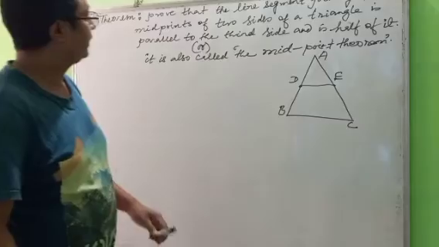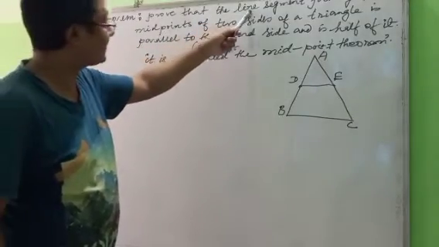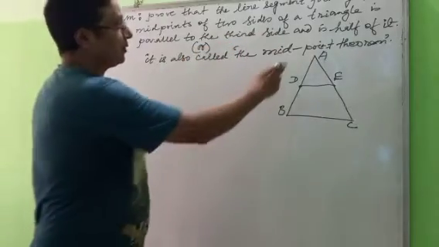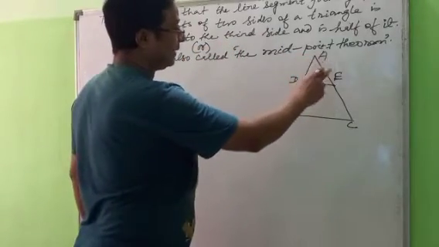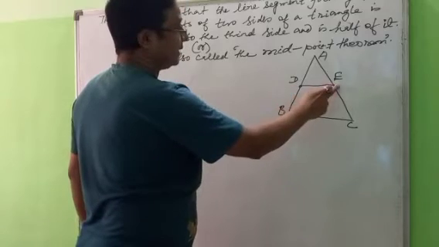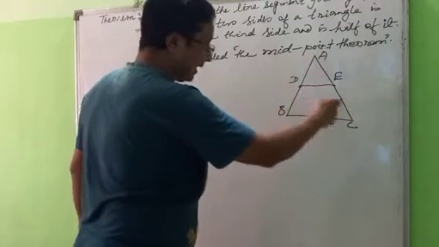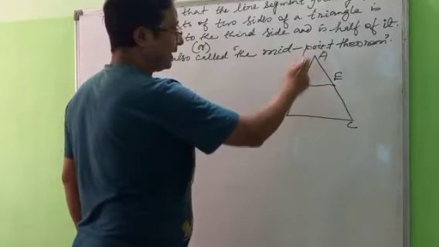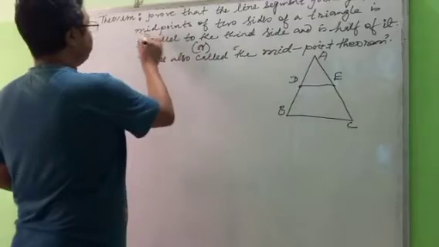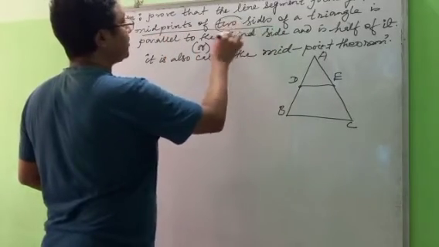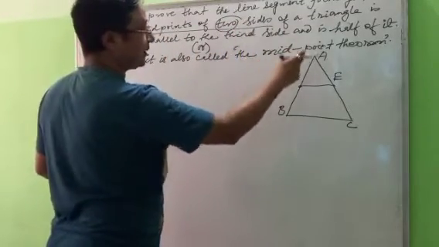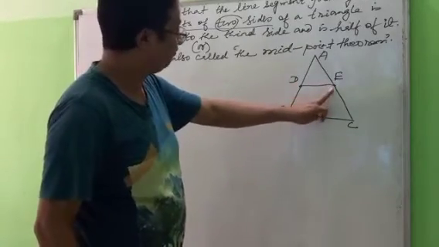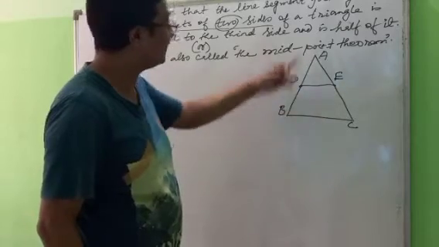Now it is given that the line segment joins the midpoints of two sides of a triangle. The triangle is ABC. The two sides are AB and AC, and D and E are the midpoints of the sides AB and AC.